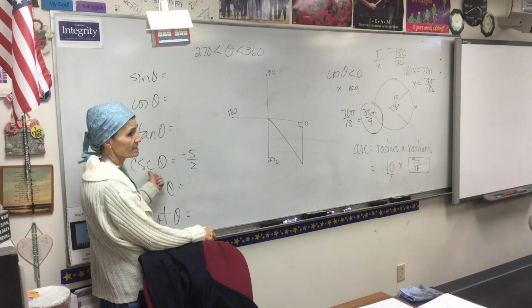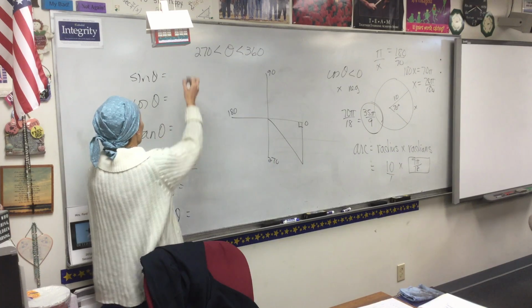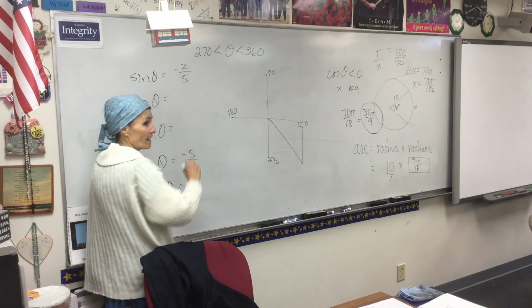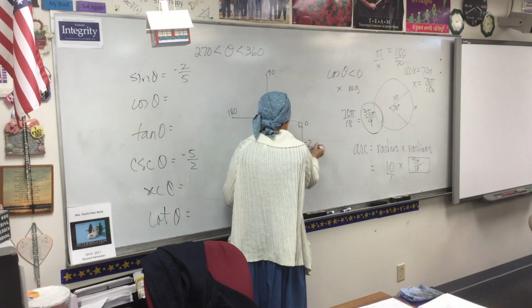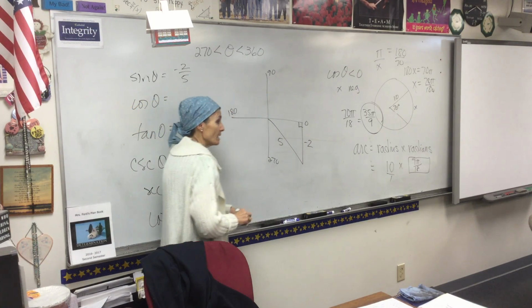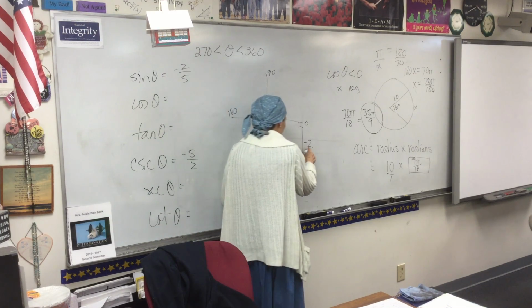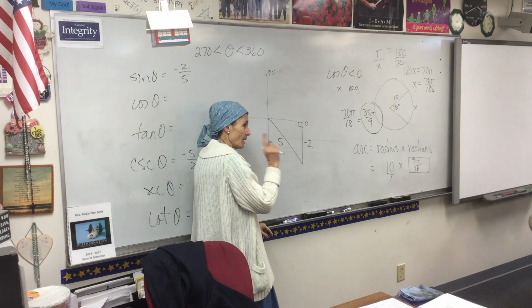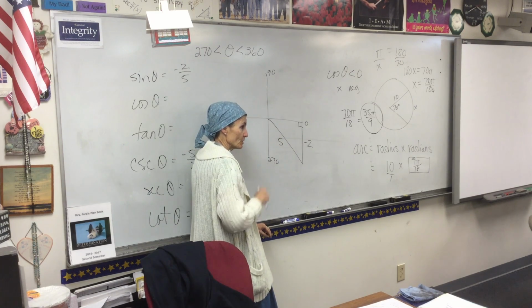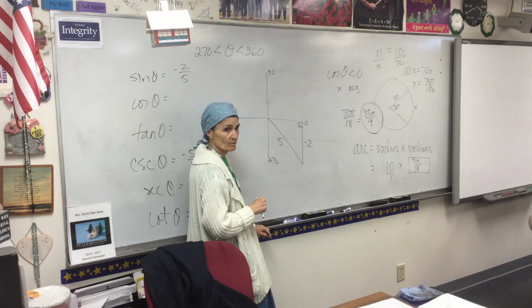And the cosecant, which by the way is the reciprocal of the sine, right, is -2 over 5. How did I know to put the negative with the 2 and not with the 5? The hypotenuse is never negative. You're never going to put a negative on the hypotenuse, right? Ever.